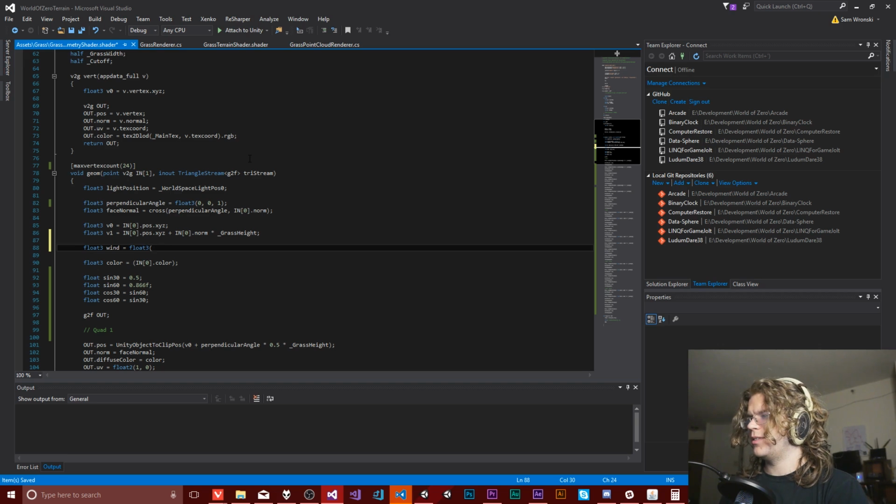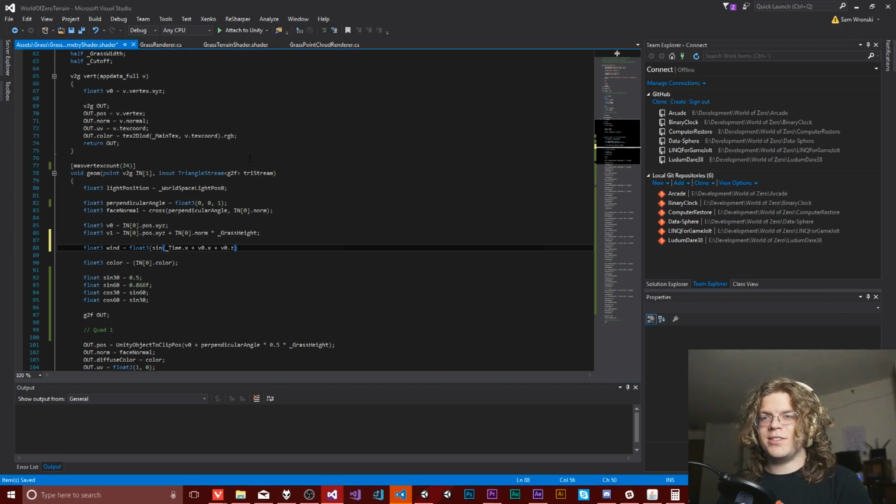What do I want to do? Let's just do like a sine and a cosine. So a sine of the time.x times, or we'll just add actually our position. So input, we can actually just use V0. V0.x plus V0.z, I guess. Sure, why not? I guess that works.